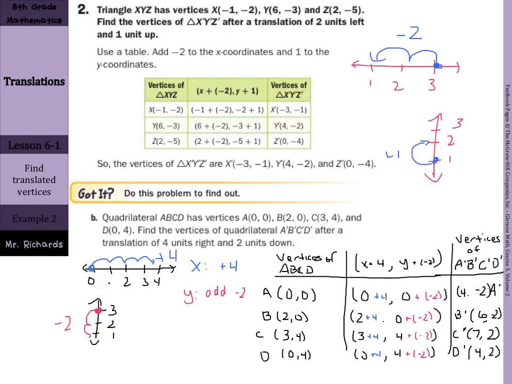And that's it. I'm going to rewrite this A here with the A in front, just to model that a little bit better. The new A was at 4, -2. And so that's how you do this type of example without graphing. You simply add 4 to all your x's, add -2 to all your y's, and you come up with your new ordered pairs.